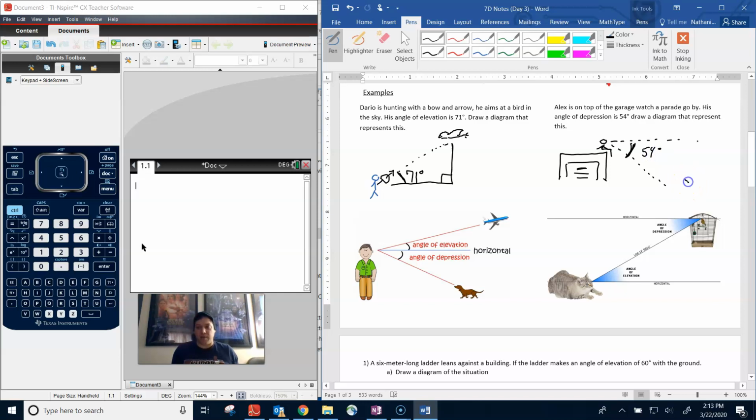Here's a parade going by. People like walking by, waving, going, hey. I don't know, that person looks like they're old. It's a parade.